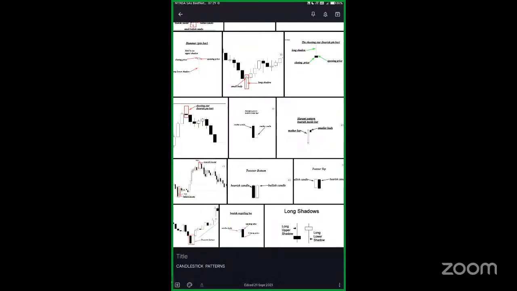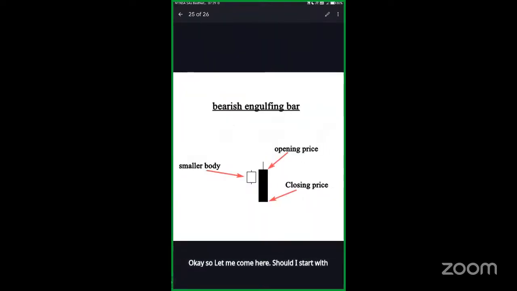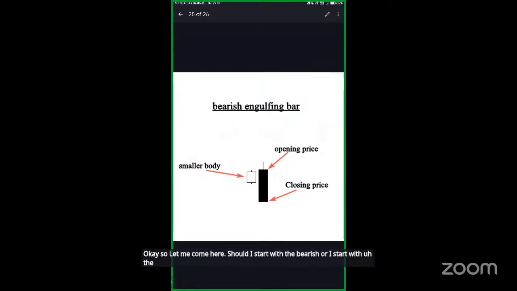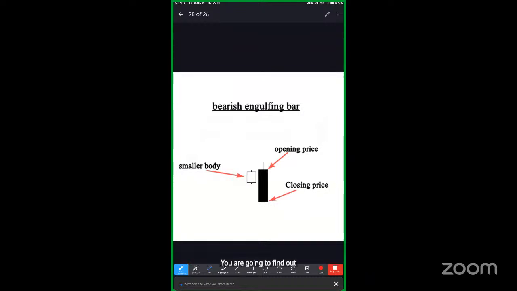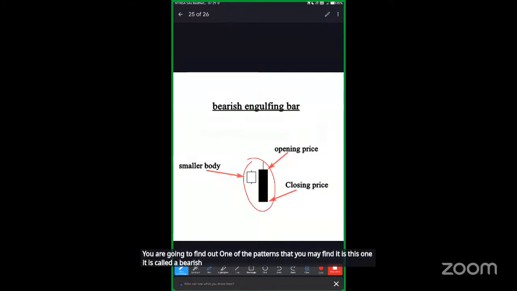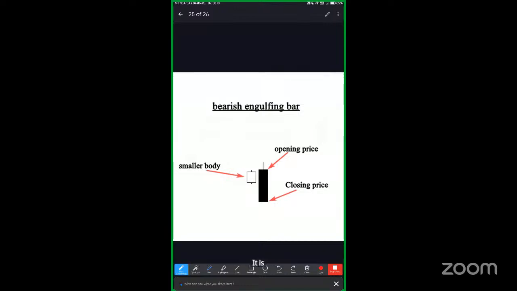Okay, so let me come here. Should I start with the bearish or the bullish? Okay, let me start with the bearish. So when you come to your trading view, when you look at the pattern, you are going to find one of the patterns that you may find. It is this one. It is called a bearish engulfing bar. It is a chart pattern that signifies that the market is going to go down.